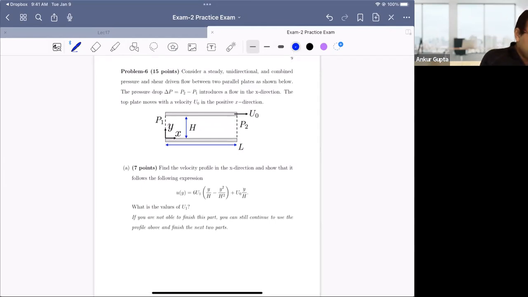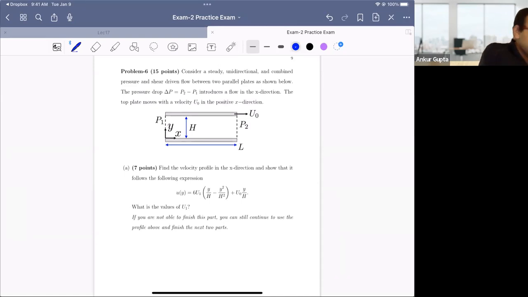We have been given: consider a steady unidirectional combined pressure and shear driven flow between two parallel plates, as you see below. And the top plate moves with velocity u naught in the positive x direction. So it's basically both pressure driven and shear driven flow. And we have been asked to find the value. We have been given that the velocity profile in the x direction is like this.